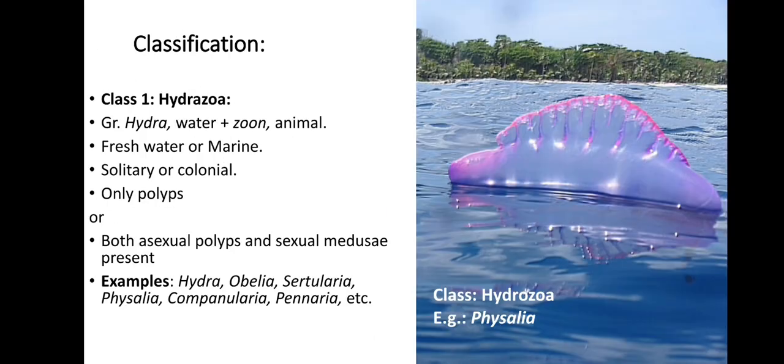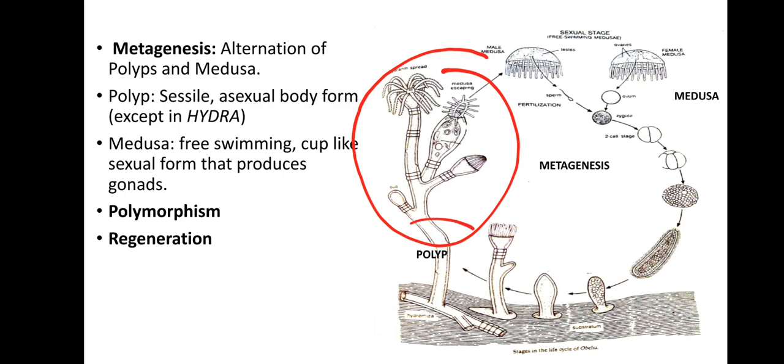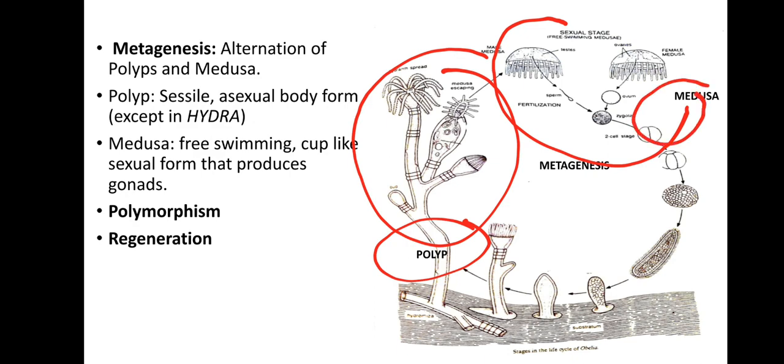In one generation, it reproduces by the asexual method, polyp stage, and in the next generation, it reproduces by the sexual method, the medusoid form, free swimming forms. Okay, so that's a very important feature of Coelenterata. A very interesting one, which is actually very common in plants, but very rare in animals. You find it in Coelenterata.